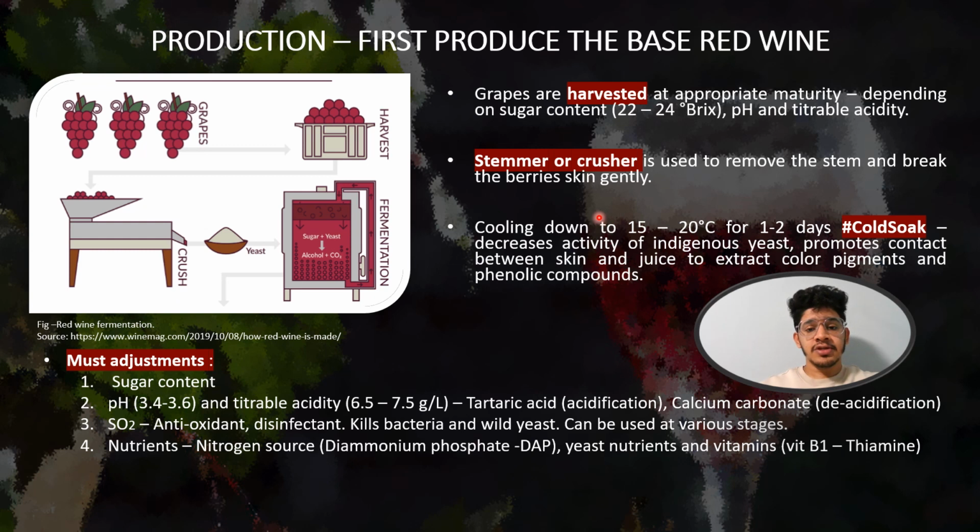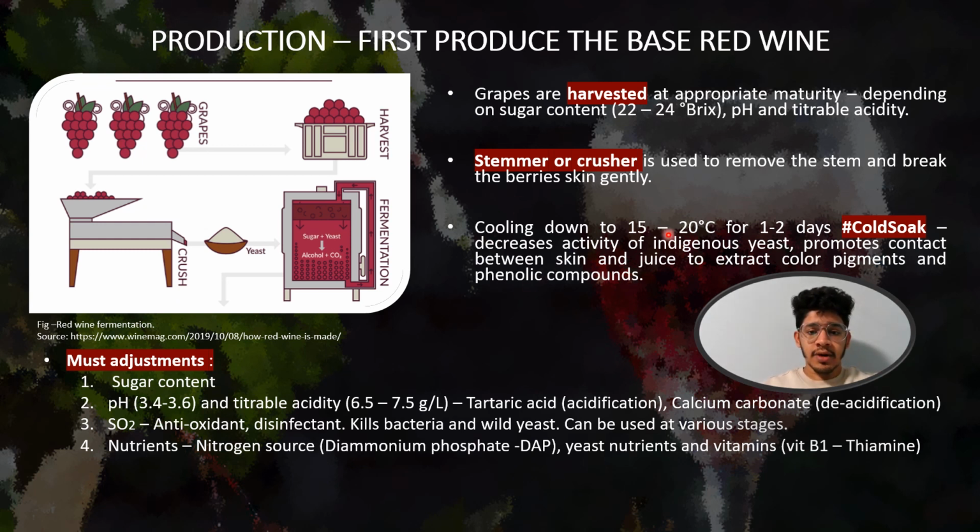The next step is to send the must to something called the cold soak. During cold soak, the must is cooled down to 10 to 20 degrees Celsius for 1 to 2 days. What happens during this stage is that if there is any indigenous yeast present inside the must, their activity will get decreased. Besides that, it also promotes the contact time between the skin and the juice. This helps the color pigments and the phenolic compounds to extract and come into the must.